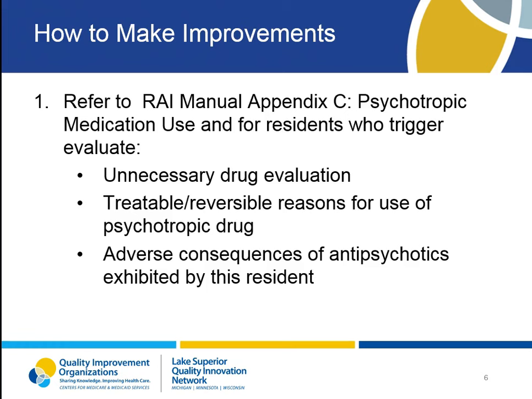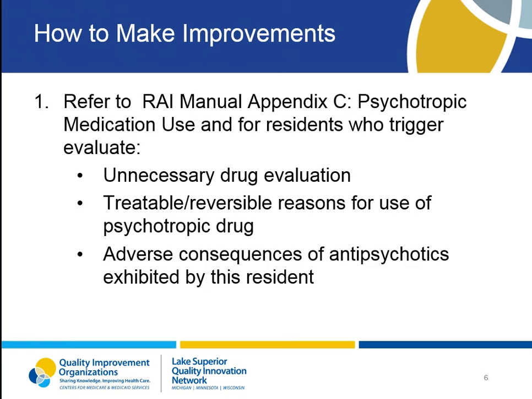To help identify what your team can do to improve this quality measure, refer to the RAI Manual Appendix C to find the care area assessments for psychotropic medication use. The care area assessment process provides a framework for guiding the review of triggered areas and clarification of a resident's functional status and related causes of impairments. It also provides a basis for additional assessment of potential issues, including related risk factors.